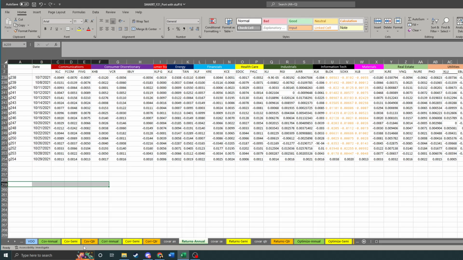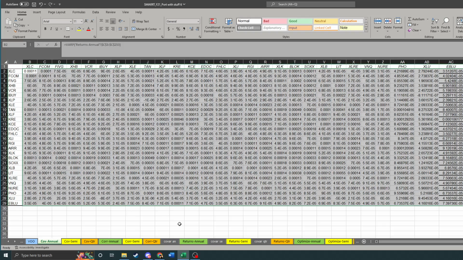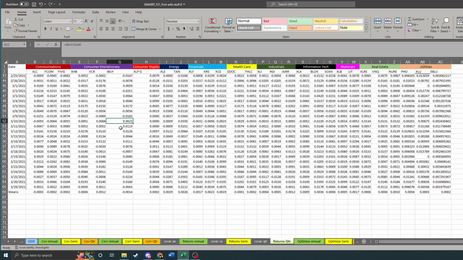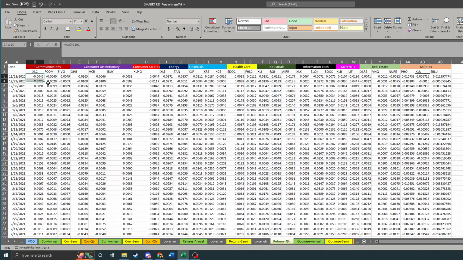Now, what you're doing with these, I think you're going to do two different things. You do the covariance, which is easy enough to calculate. I believe you just highlight all this stuff. So you would just highlight all that.